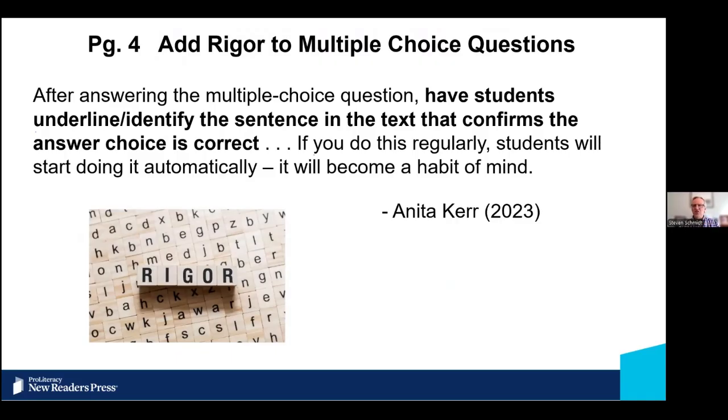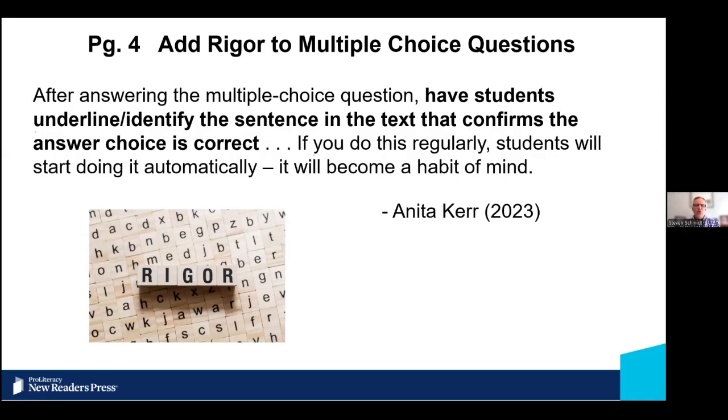I like to call this the Anita Kerr principle with multiple choice questions because I got this idea from Anita Kerr when I saw her. She's a professional developer in Illinois. Shout out to Illinois. I know we got a couple folks from Illinois here. I saw her do a workshop on this in Georgia, I think a couple years ago. But she talked about, okay, we can get students to answer the multiple choice question, but then add rigor to it. In other words, add challenge to it by asking the student to go into the text and underline or point to where they got the information from the text to answer A, B, C, or D.